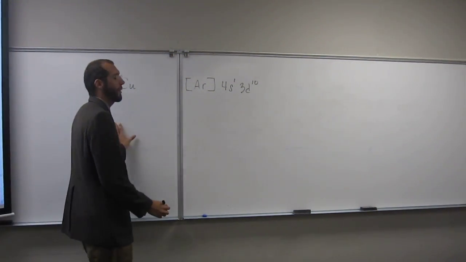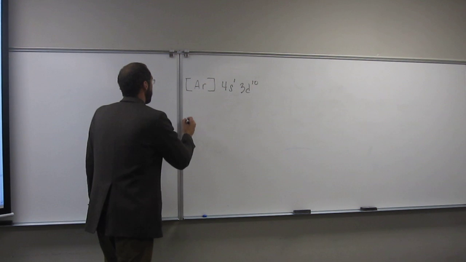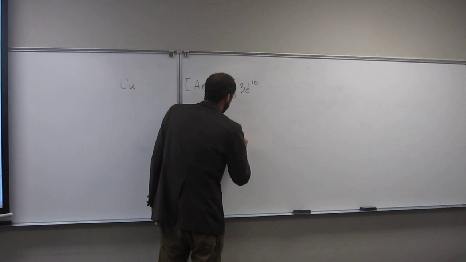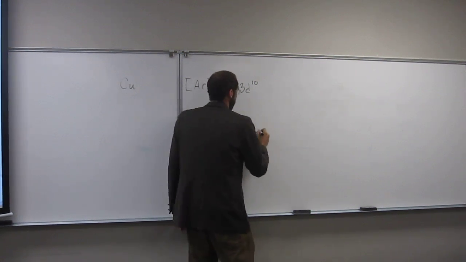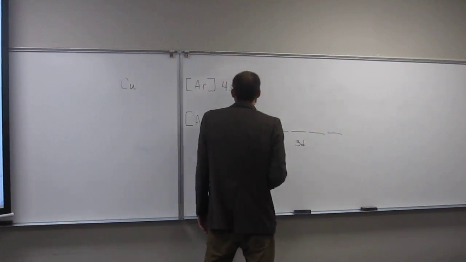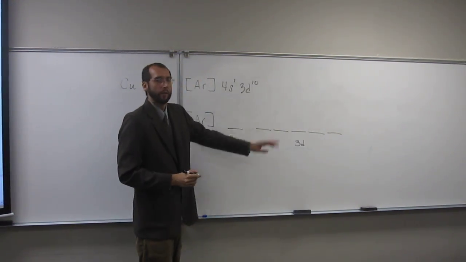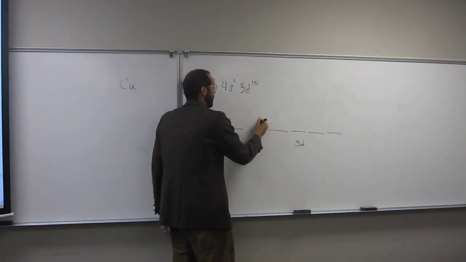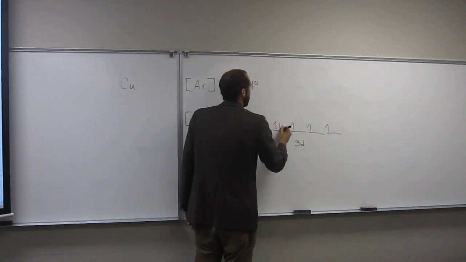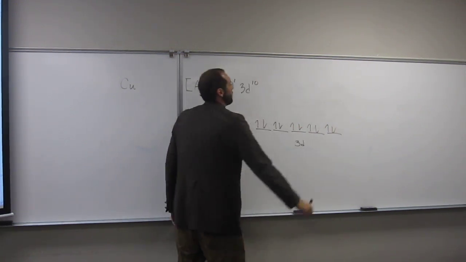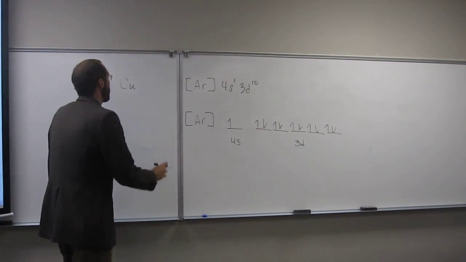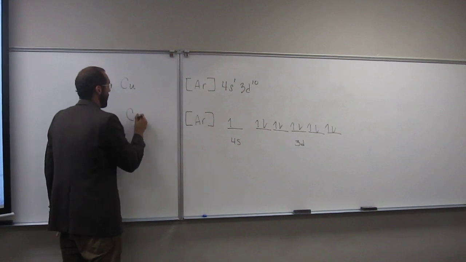So now let's write the partial orbital diagram for this. Okay, so if you want to, you can help me out, but if you don't, that's cool too. How about, tell me if this is correct? Okay? Correct, right? Okay. So this is for copper, right?